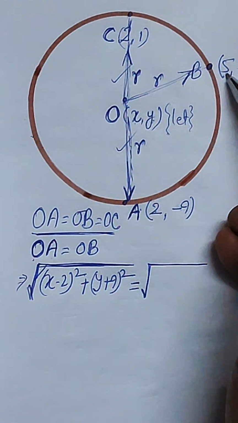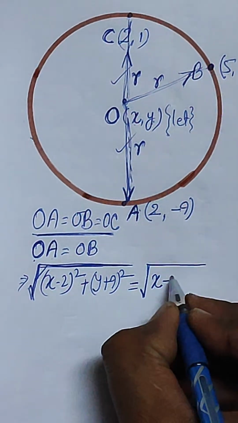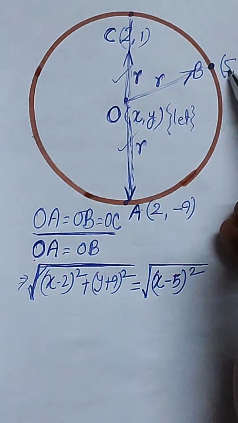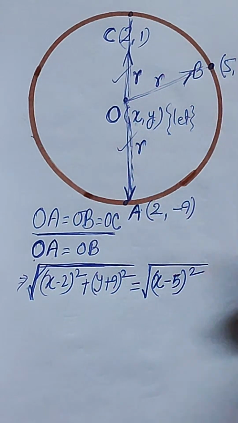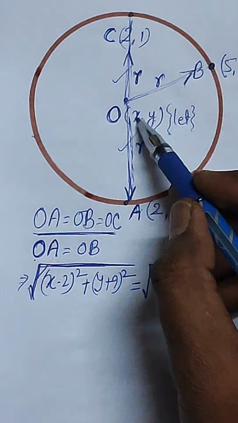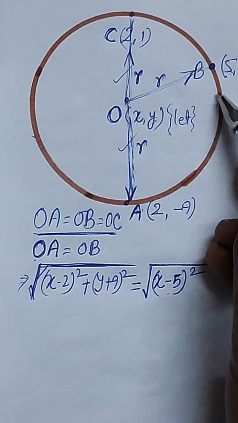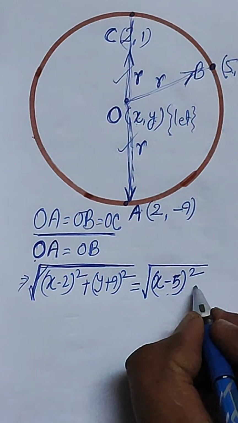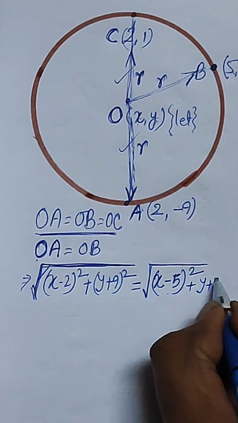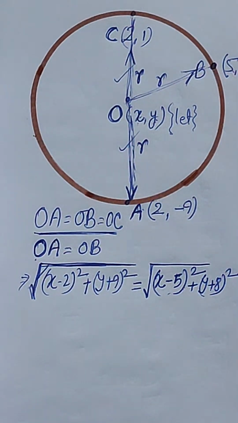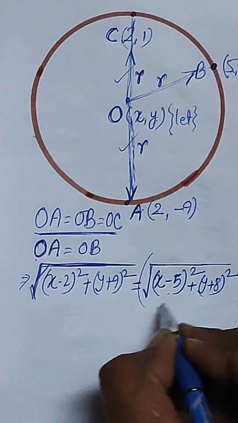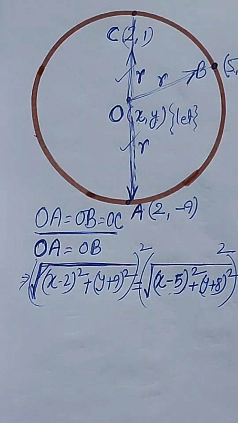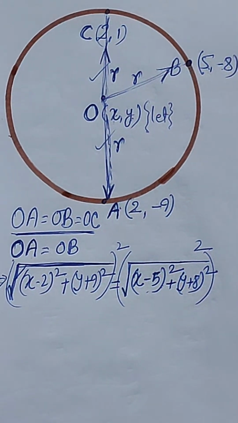It will be x minus 5, because the difference of abscissas whole square; if it was x1 y1 and x2 y2, then we do x1 minus x2 whole square. The same thing we are doing here. So (x minus 5) whole square plus (y minus 8), minus times minus 8 becomes plus, so it will be equal to (y plus 8) whole square, right? And when you square both sides of the equation, the root will be eliminated.